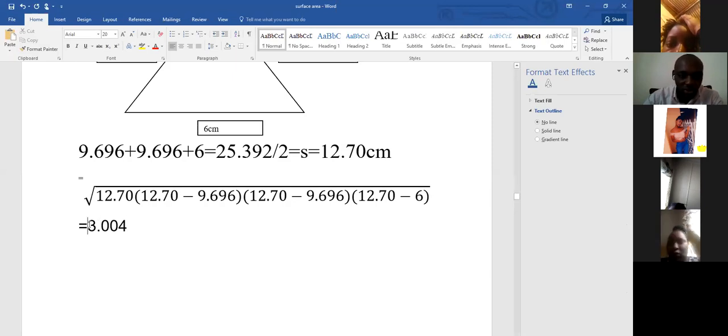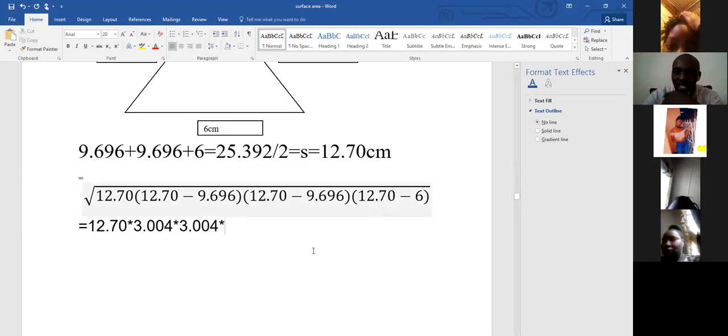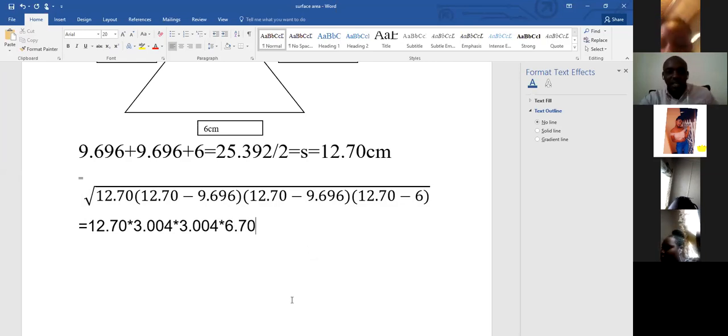Sorry, we are going to start with 12.70. 12.70 multiplied by, the answer to this is 3.004. The answer to this is also 3.004. And then the answer to 12.70 minus 6, I think that is going to be 6.70. I will not confirm that answer. So this is the answer here. So 12.7 times 3.004 times 6.70.